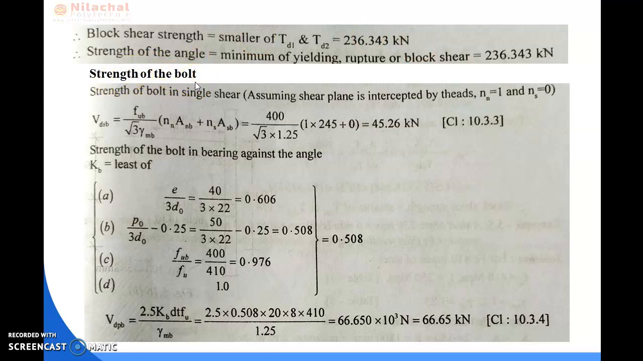So we know that to calculate the strength of the bolt, we need to calculate design strength in shearing and design strength in bearing. So hence, it is also one type of lap joint. So for that, we can take the NN value as 1 and NS value is 0. So now put all this value in this formula, which is design shearing strength, by which we got the value as 45.26 kilonewton.